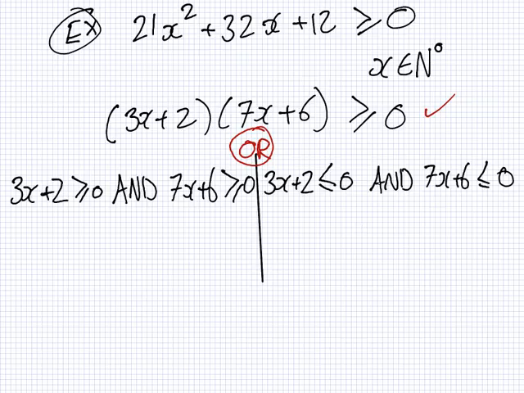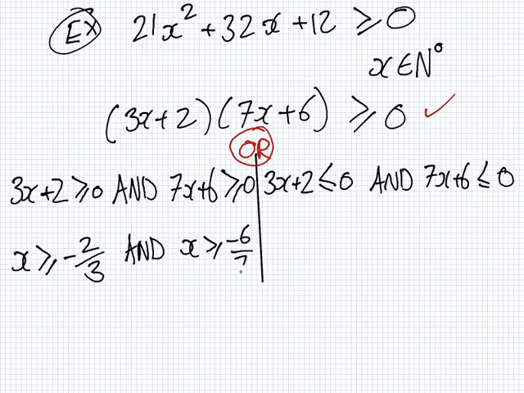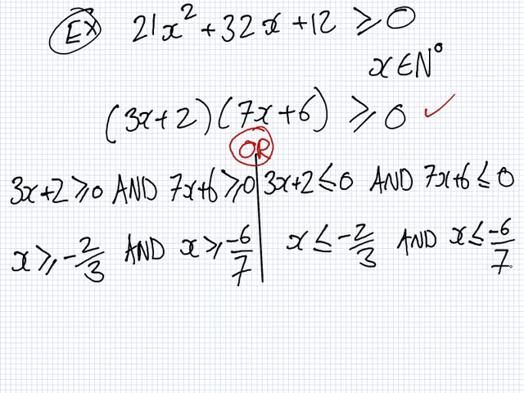So now what I've done is I've taken my one quadratic problem and really I've made it into four simple linear problems which you can solve in your head. So this one here is x must be bigger than or equal to minus 2 over 3 and x must be bigger than or equal to minus 6 over 7, or x must be smaller than or equal to minus 2 over 3 and x must be smaller than or equal to minus 6 over 7.